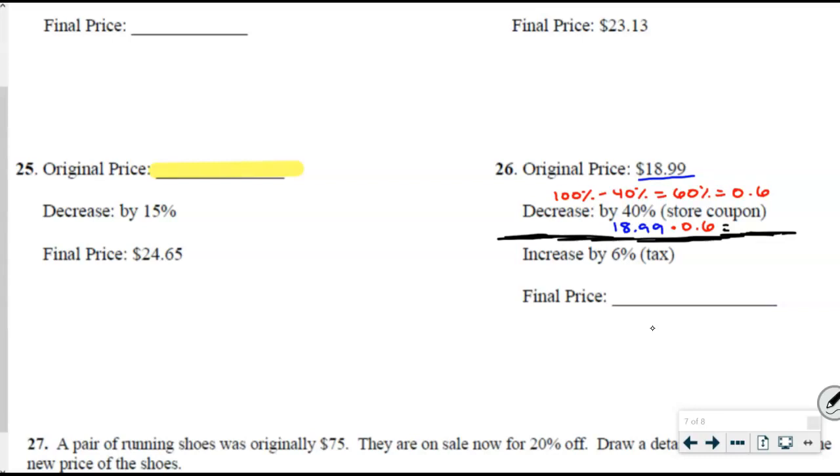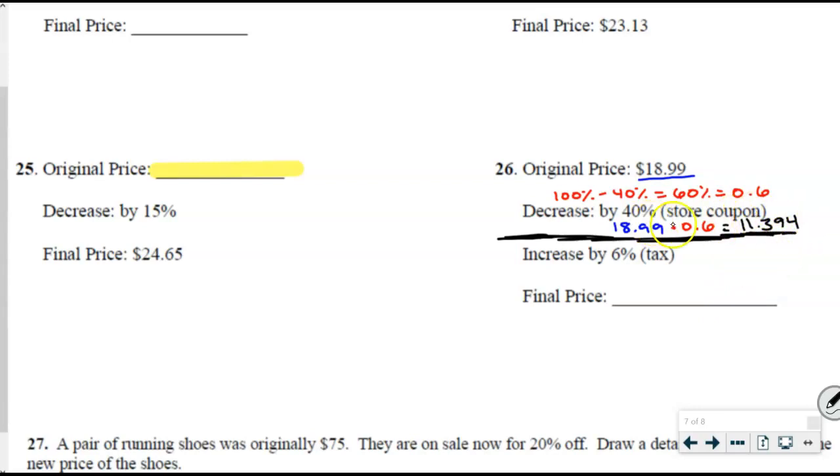I got 11.394. Now, here's some things to take into consideration. We're dealing with money, right? So how many decimal places do we need? 2. However, are we done with the problem? No. So should I round it right now, knowing I do only need 2 decimal places, but knowing I'm not done? Do you think it's a good idea to round right now? I'm going to say no. So keep all of those decimal places, even though we don't need them all right now, or in the end, we still need them now as we're still in the middle of the problem.